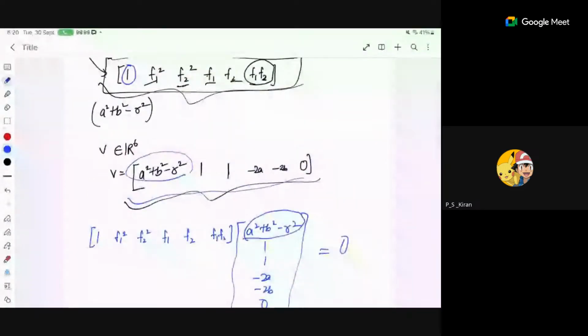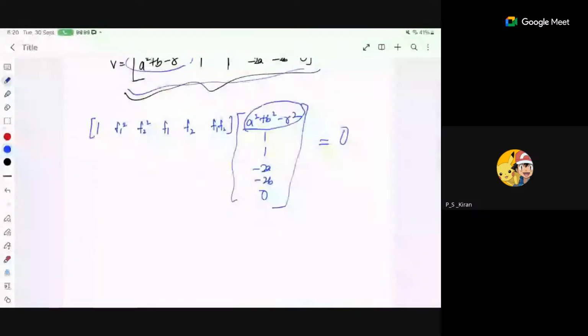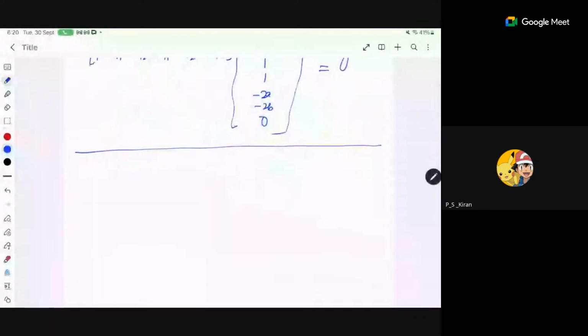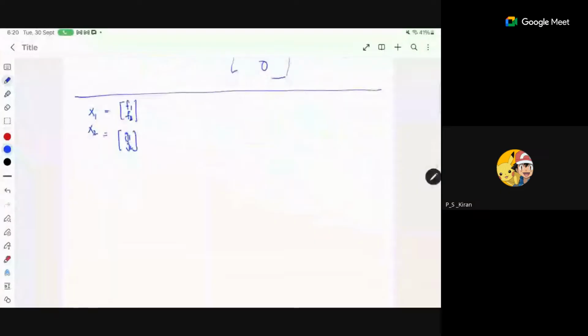Now, in general, if we want to see this, let's say I have two vectors. I have this x1 and I have this x2. Let's call x1 to be f1, f2, and let's call x2 to be g1, g2. If these are your vectors, suppose we define a function, let's call this x.